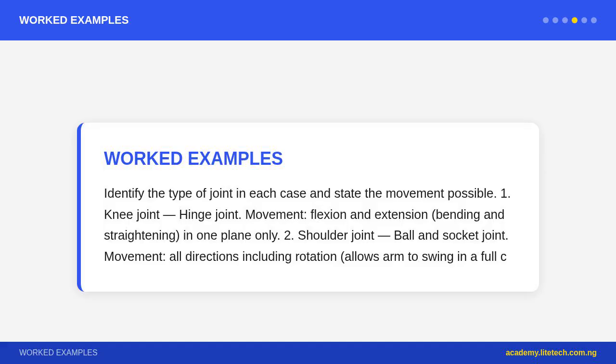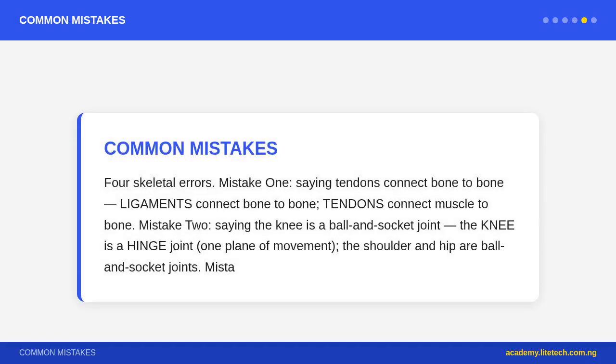Rickets is prevented by vitamin D from sunlight and a diet rich in calcium: dairy, fish, green leafy vegetables. Osteoporosis: loss of bone density with age, bones become brittle and prone to fracture, more common in elderly women after menopause, prevented by calcium and vitamin D intake plus exercise. Arthritis: inflammation of joints. Osteoarthritis is wear and tear, common in older Nigerians. Rheumatoid arthritis is an autoimmune disease.